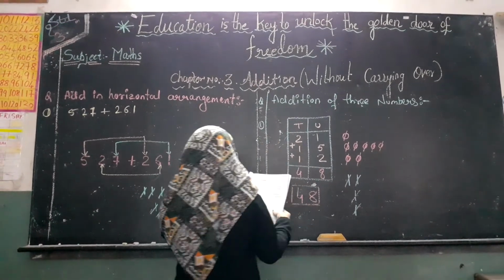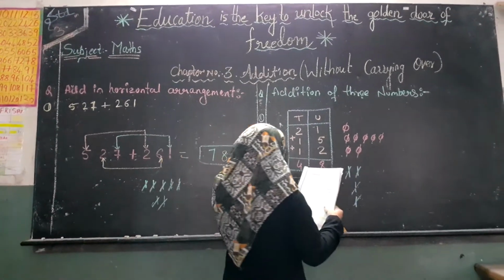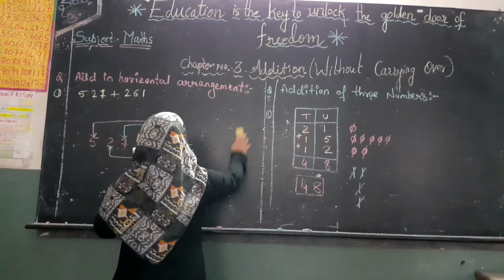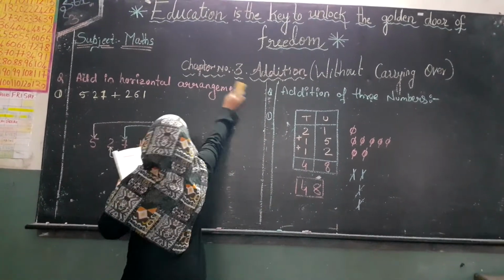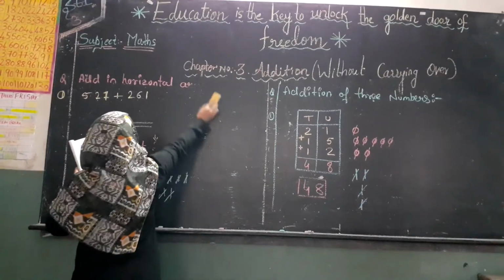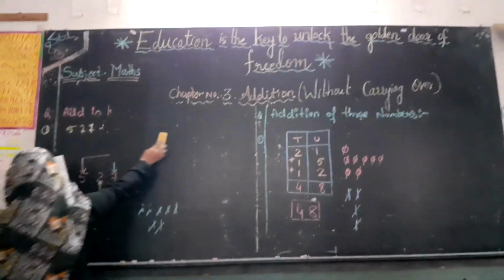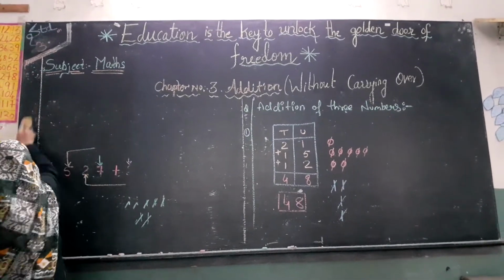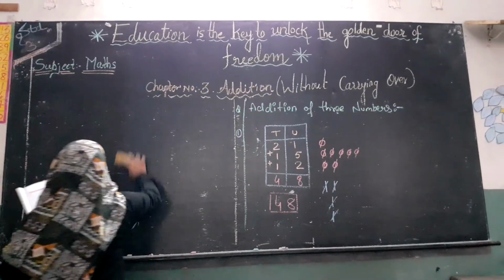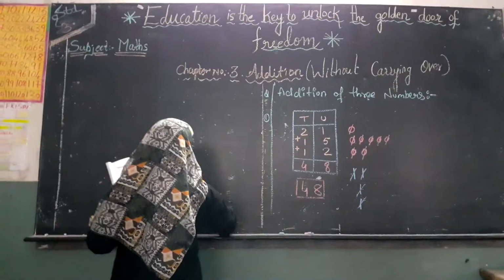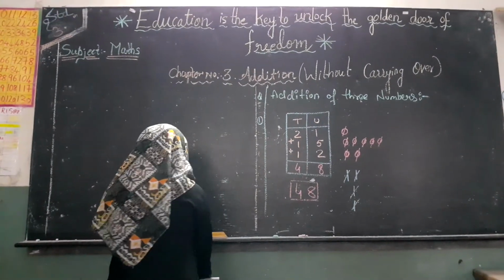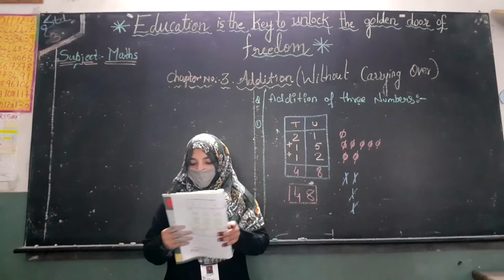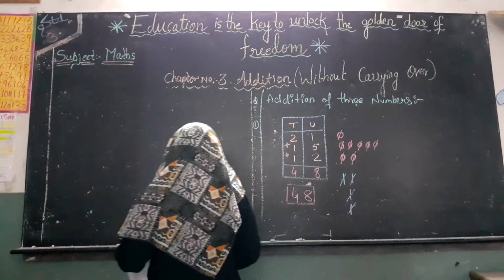Now the next question is 453 plus 104 plus 112. Now I will show how to solve that. Till here have you understood, students? Understood. Very good.